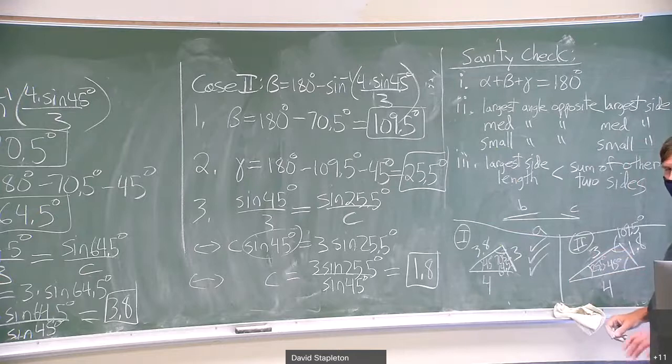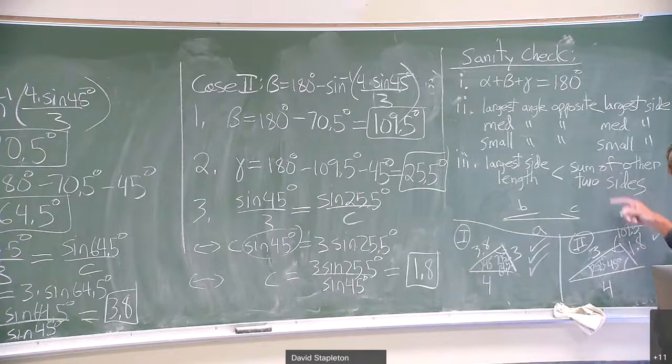Do this if you have time at the end of the test. Check these things. Do these add up to 180? Let's see, 25.5 and 45 is 70.5. Added to this is 180. Sure enough, the angles add up to 180.